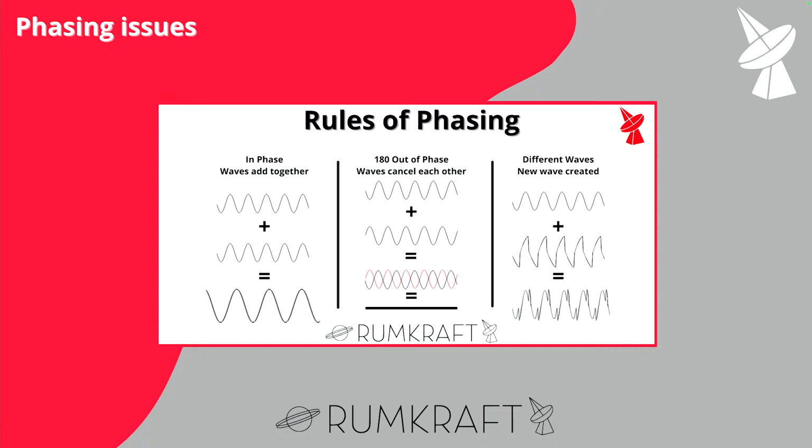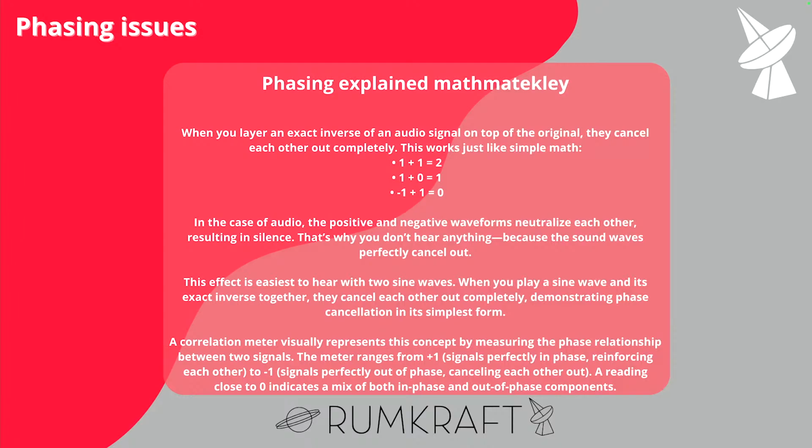So it's just math when you calculate that. And it's basically what's happening to the phase. But if you then take different waves and put them on top of each other, you just make a new wave file. And that's basically the rules of phasing. It's not more complicated than that. And in the case of audio, positive and negative waveforms neutralize each other out.